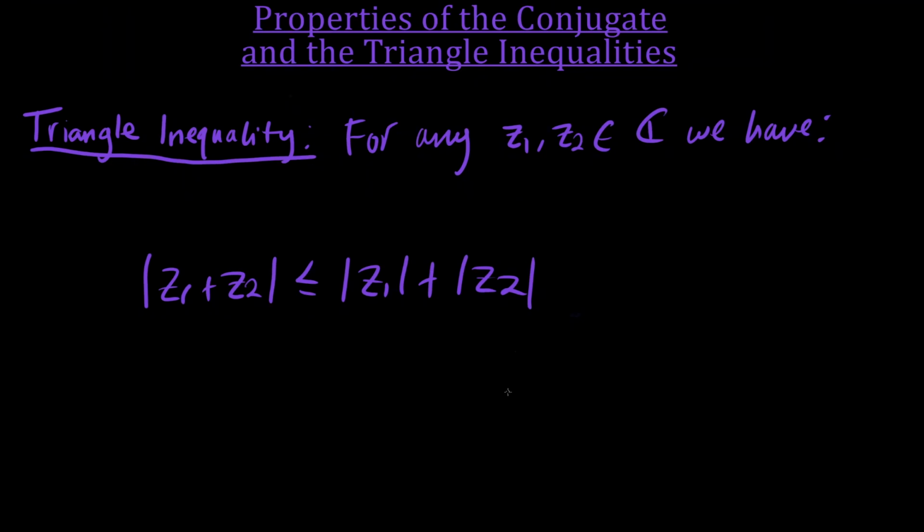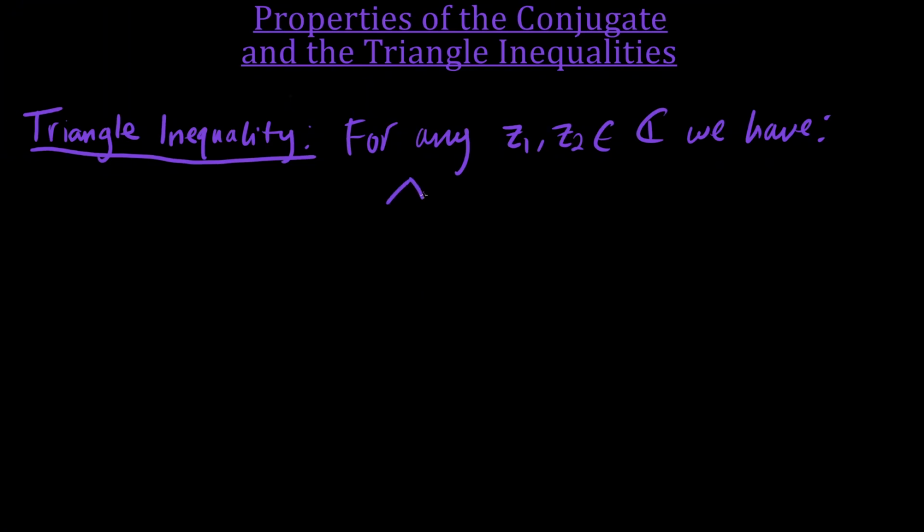So what exactly is the triangle inequality getting at here? Well, essentially what it's saying is that the sum of two side lengths of a triangle in the complex plane must be greater than or equal to the side length of the third side of the triangle. And so let's go ahead and draw this out geometrically to understand it a little bit better. So let's draw in our imaginary and our real axis here.